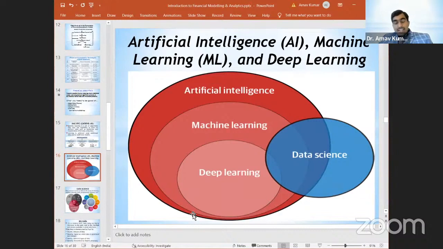So this intelligence, which was earlier only with human beings, is now being passed on to machines. And there are many other areas of artificial intelligence. I am starting with artificial intelligence because it is the broadest of all these things. As you can see, the biggest circle is of artificial intelligence. Within that, everything else falls.